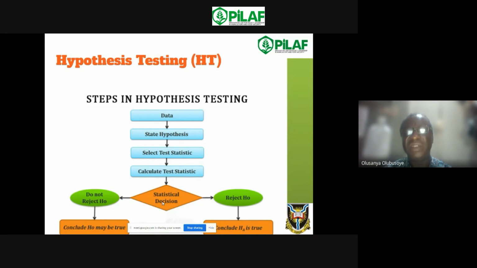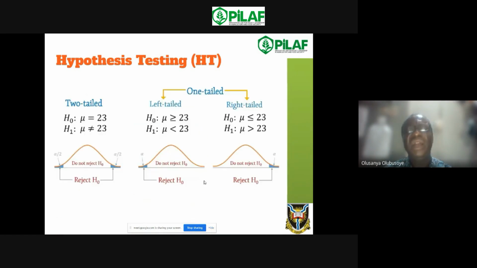And if you reject it, it means you conclude that the alternative is true, which means the test is significant. And if you do not reject the null, you conclude that the null might be true. In that case, the test is not significant. And generally, in hypothesis testing, you might have two categories of tests. You can have a two-sided test, like what you have here, or a one-sided or one-tailed test.